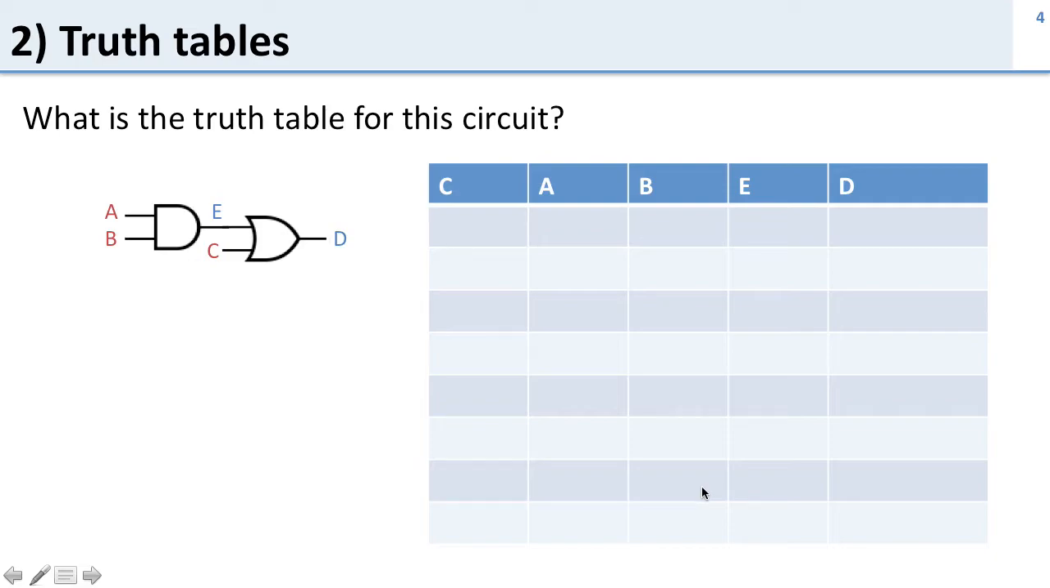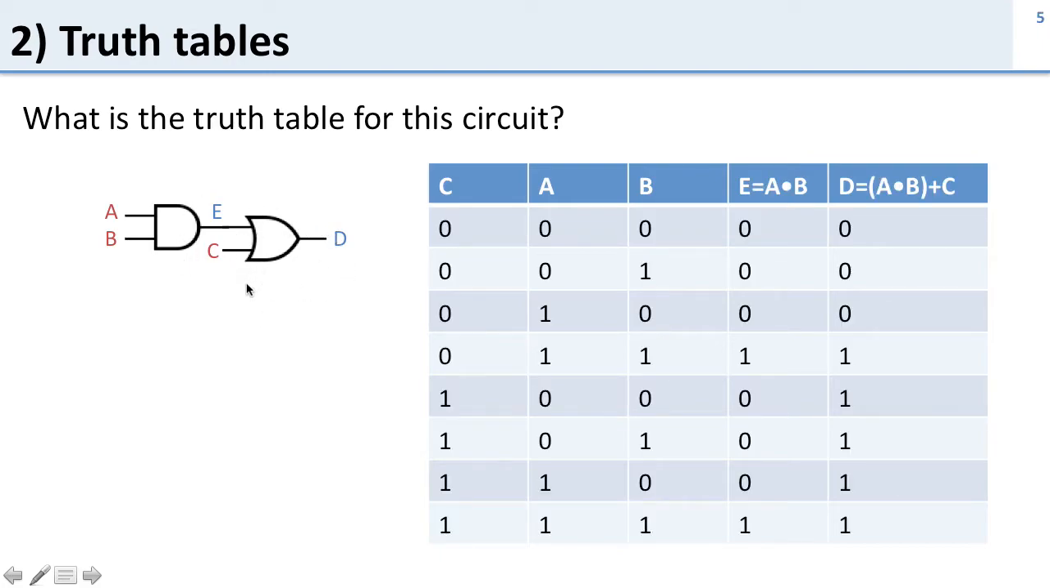Here's another truth table. What's the truth table for this circuit? So this circuit has 2 gates here. We've got A and B going into an AND gate, and they generate E coming out. And then E and C go into an OR gate, and they generate D going out. So we've got 3 inputs here, C, B, and A, so we're going to have 2 to the 3rd, or 8 possible combinations of inputs. And we want to see how this circuit works.